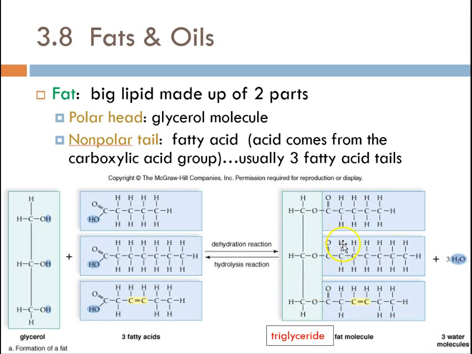An area that loves water, areas that hate water. Typically, when we talk about lipids, it's usually just this, areas that hate water. But this one's going to be really special.